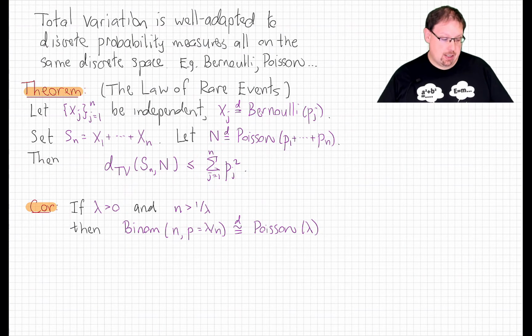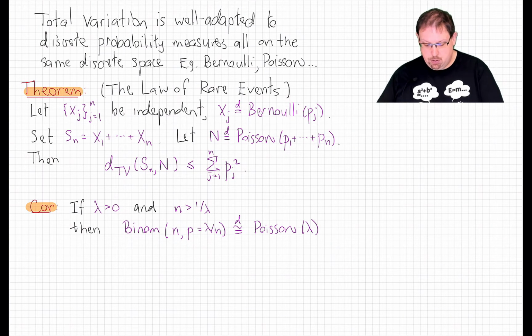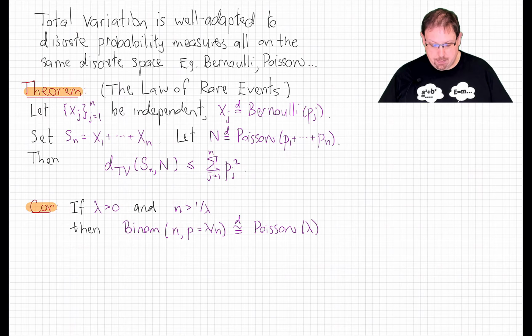This gives us an immediate proof of what's often included in undergraduate probability courses as the Poisson approximation. That is, if we have a parameter lambda bigger than 0, we take Bernoullis with probability lambda over n, of course meaning that we have to have n large enough so that that's less than or equal to 1, then the binomial distribution of parameters n and p equals lambda over n is close in distribution to the Poisson of parameter lambda, closer and closer as n grows.